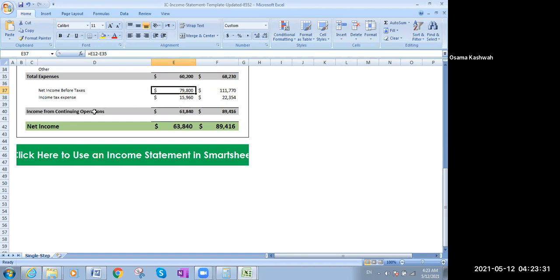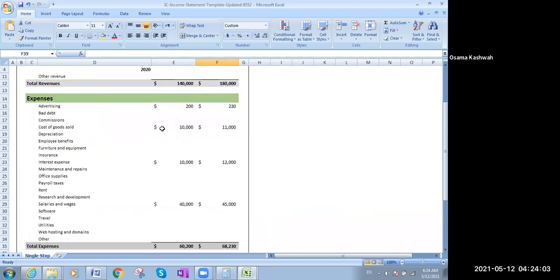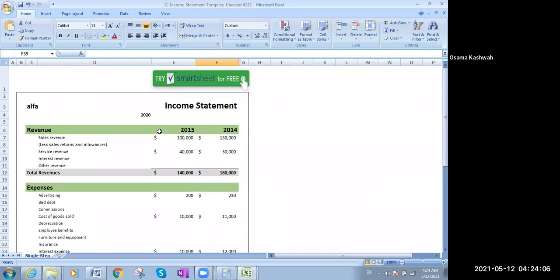Now, I got the income taxes, and I have the income before taxes. I will deduct them. So 79,800 minus 15,960 will give me 63,840. Likewise, the same thing for the other year. Okay, so the net income is what you see, the net income after the taxes. Excel helped me to organize this work.